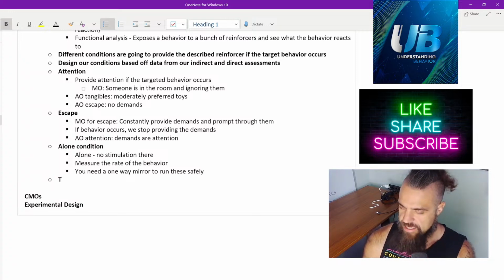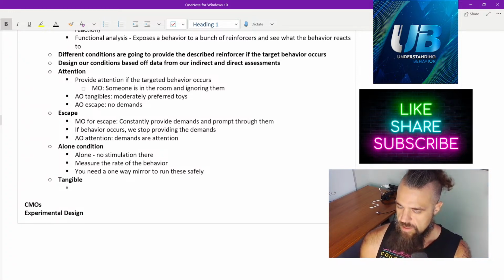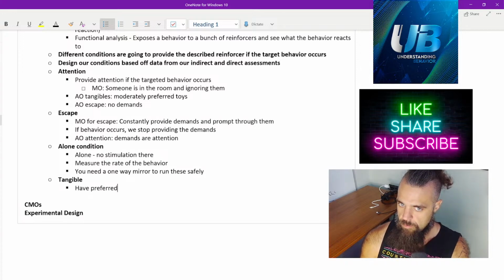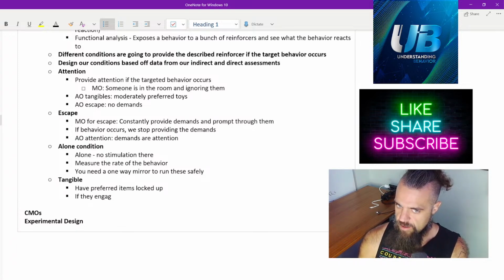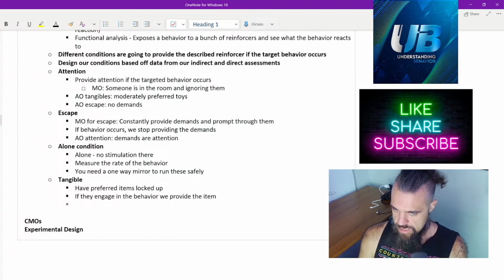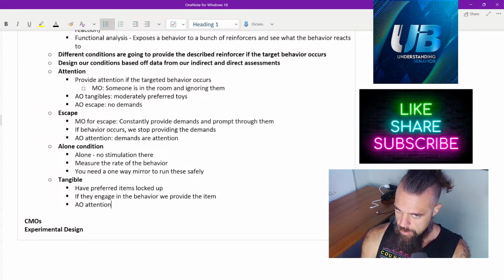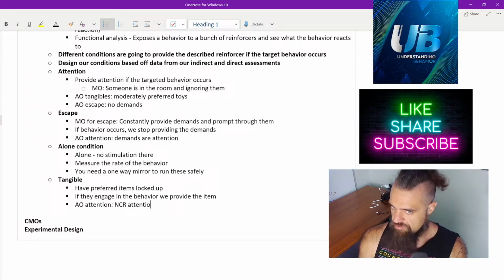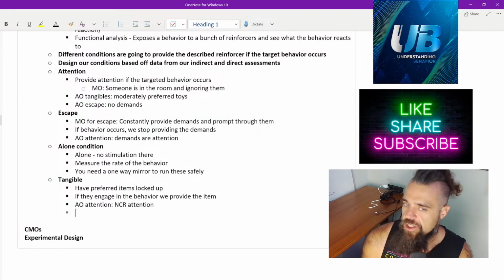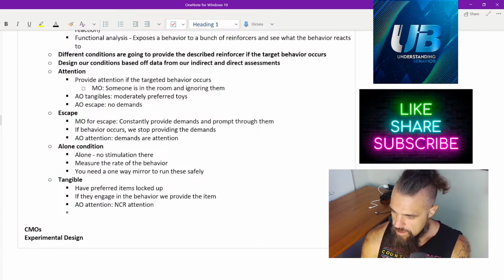Then we have our access to tangible. In this one, we have preferred items locked up. If they engage in the behavior, we provide the item. And in this one, we'll have an AO for attention, so we'll provide some non-contingent attention. That might be time delivery or just natural conversation, however you want to design it. And then an AO for escape, no demands.